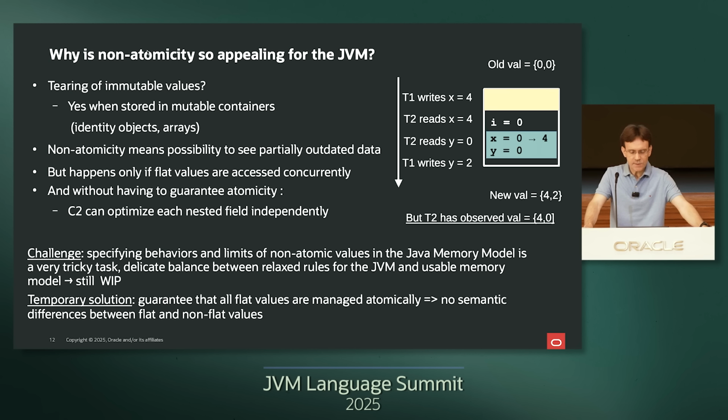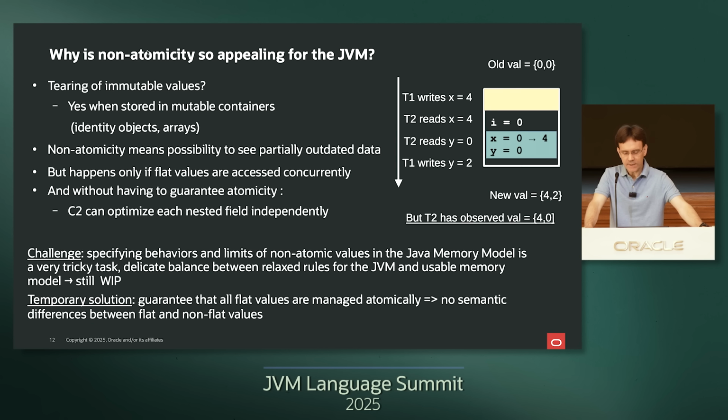Let's start with non-atomicity. And people are often confused. Why are we speaking about atomicity with immutable values? The answer is that you can store an immutable value into a mutable container. It could be an identity object or an array, and you can change the content of the field. Non-atomicity means the possibility to see some partially outdated data.